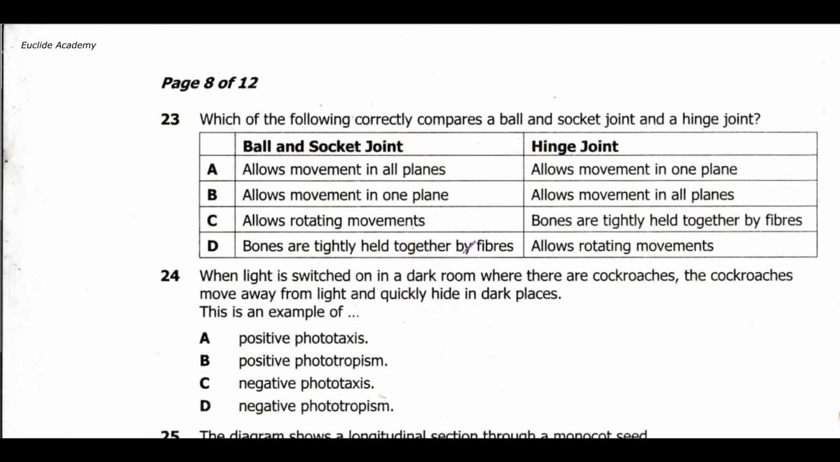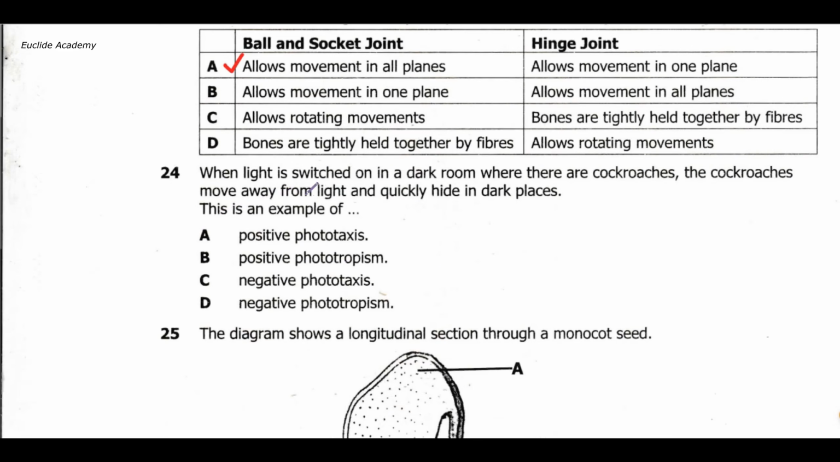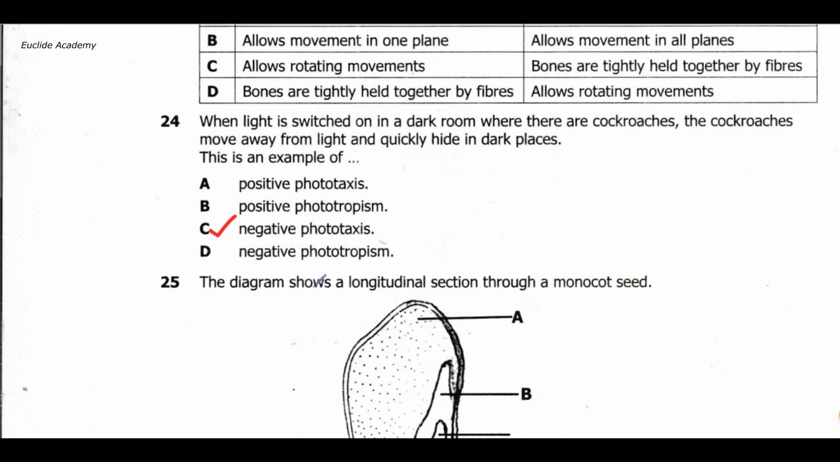So A will be the correct option here. Allows movement in all planes and allows movement in one plane for the hinge joint. When light is switched on in a dark room where there are cockroaches, the cockroaches move away from light and quickly hide in dark places. This is an example of, so they're moving away, so it's negative, and the term is phototaxis. So that is negative phototaxis.